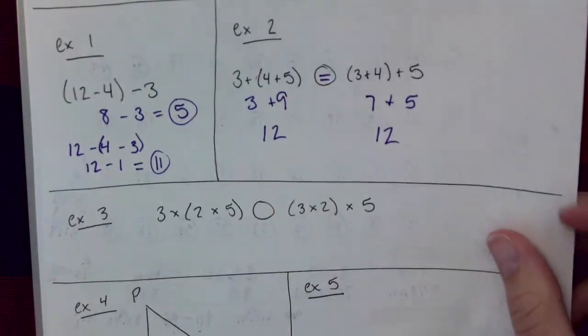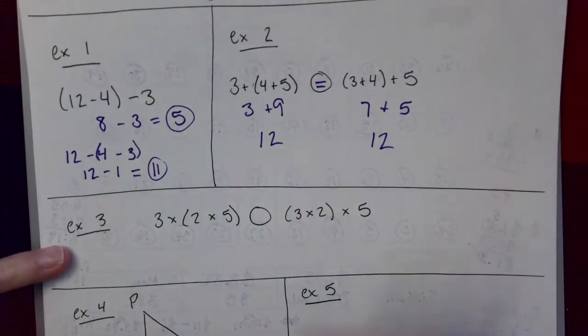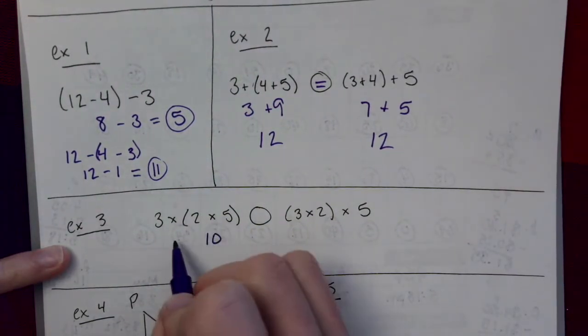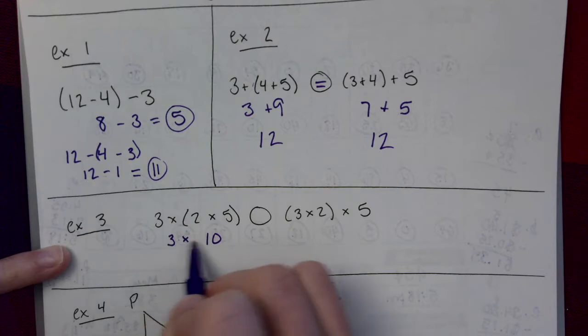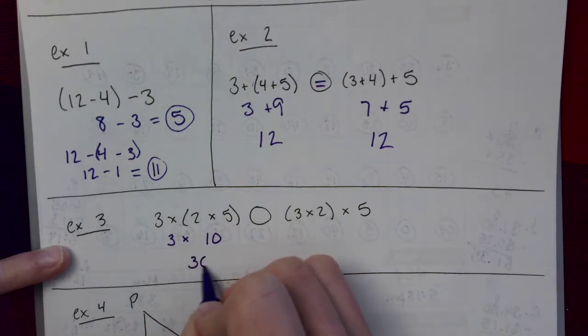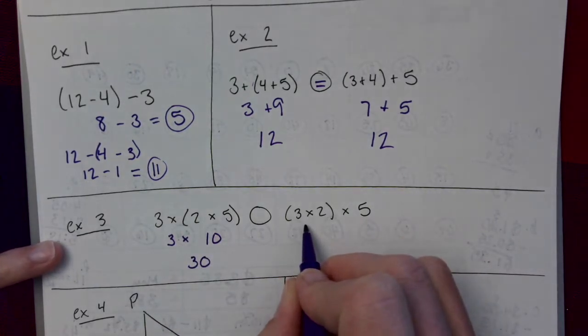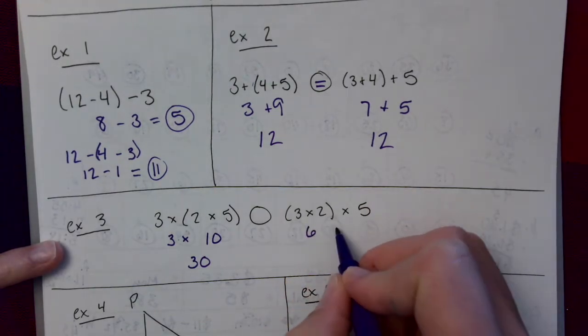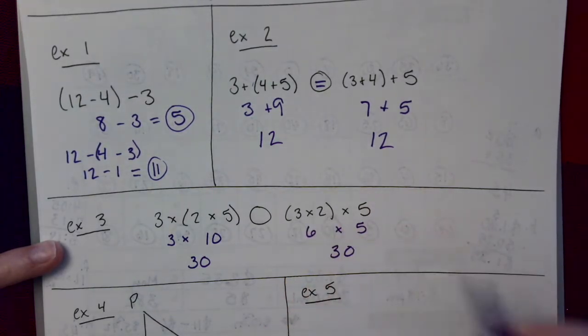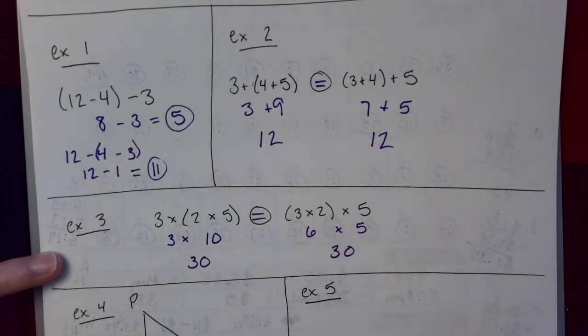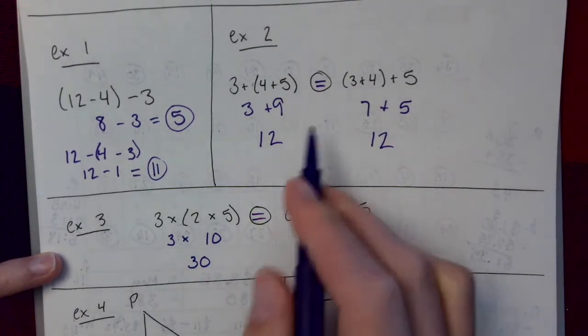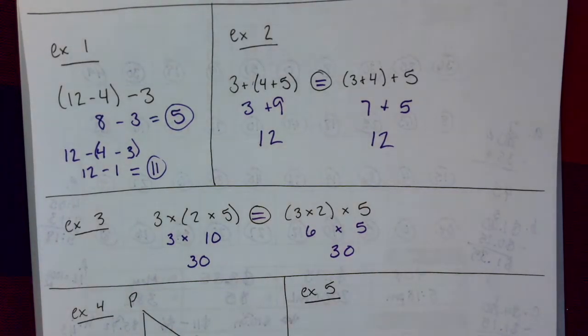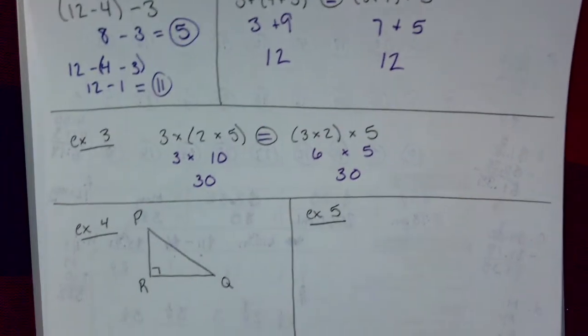The same applies for multiplication. So if we do 2 times 5 and we get 10, if we do 3 times 10, we get 30. Now let's do 3 times 2 first. 3 times 2 gives me 6. Times 5 still gives me 30. So we still get the same answer, okay? So for addition and multiplication, the associative property, we can associate whichever ones we want together first, and we'll still get the same answer.